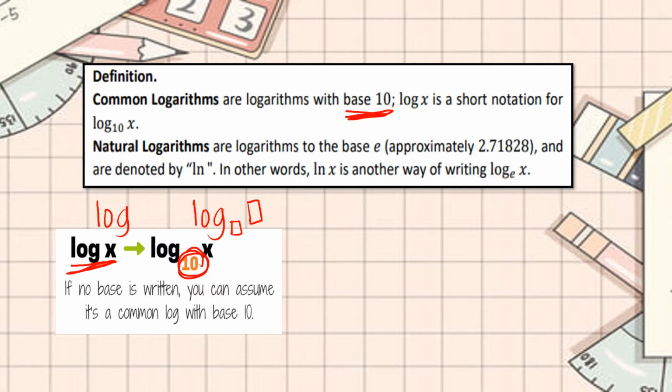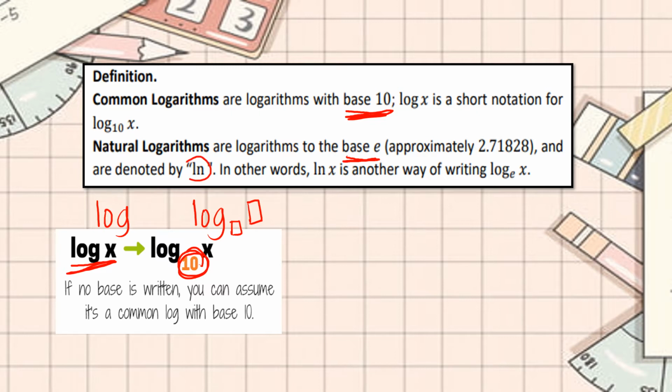Okay, next is the natural logarithm. So, these are the logarithms with base e. So, base e naman yan. So, anong yung e? It is approximately equal to 2.71828. And it is denoted by ln.